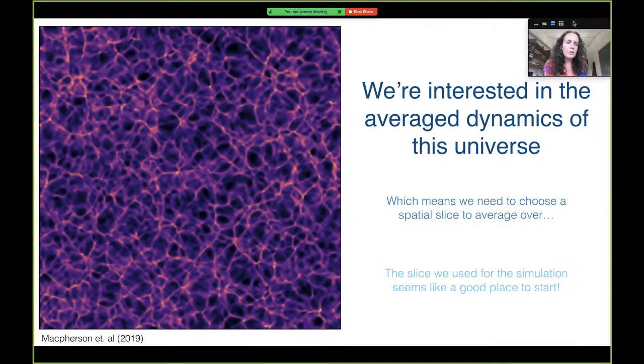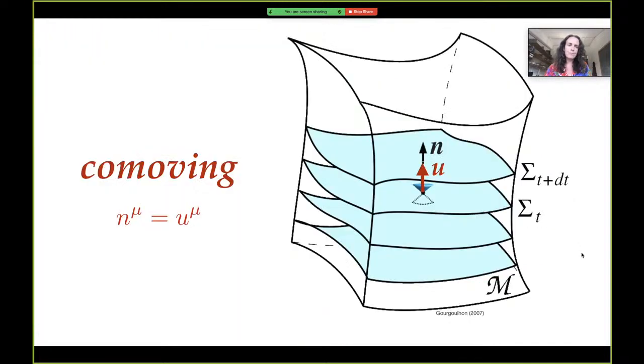So there are a lot of things that we can do with these simulations, and Daniel has given a pretty good introduction to what we have actually done with it so far. But basically, all we've done at the moment is really look at the average dynamics of these inhomogeneous cosmologies. And to do this, as I mentioned briefly before, this means we need to choose a spatial slice over which to average. And the obvious first choice is just to use the same slice that we use for our simulation, because the numerical relativity also requires a 3+1 split. So that seems like a natural way to start this.